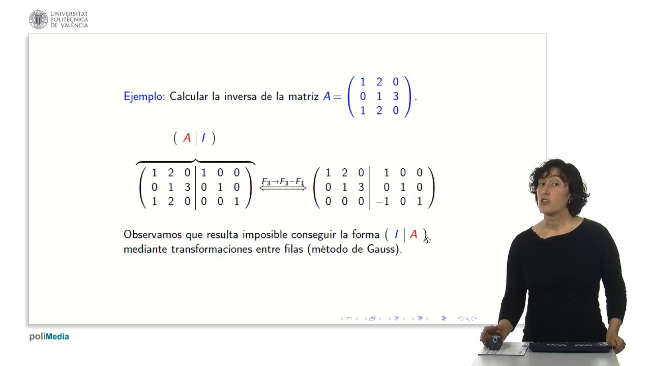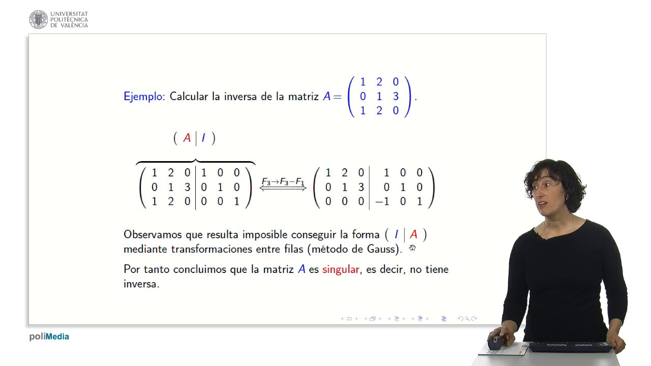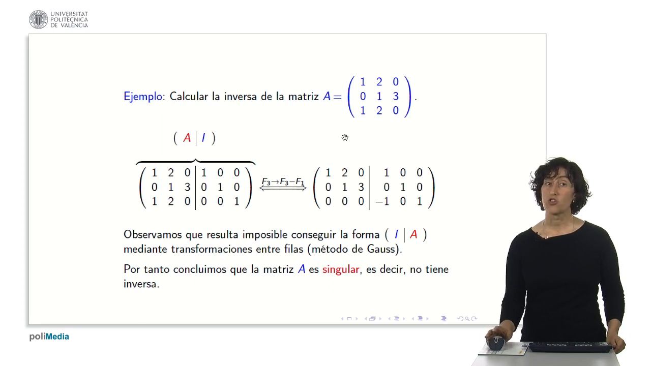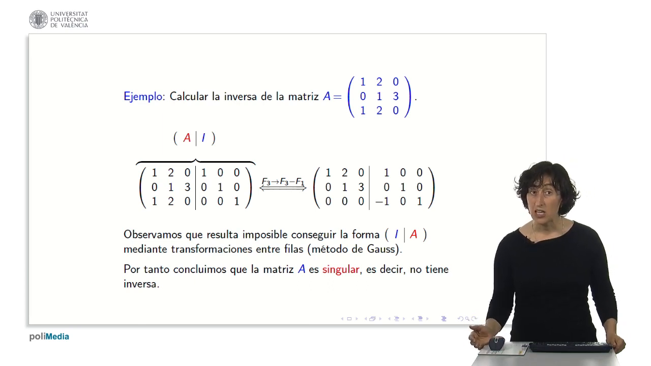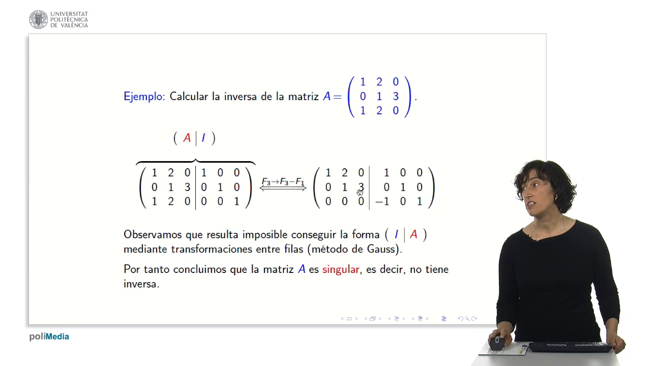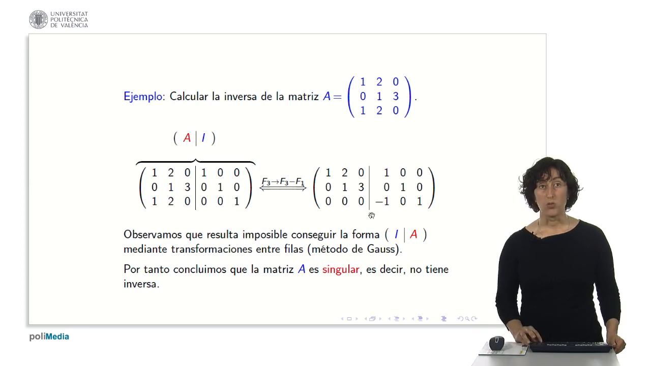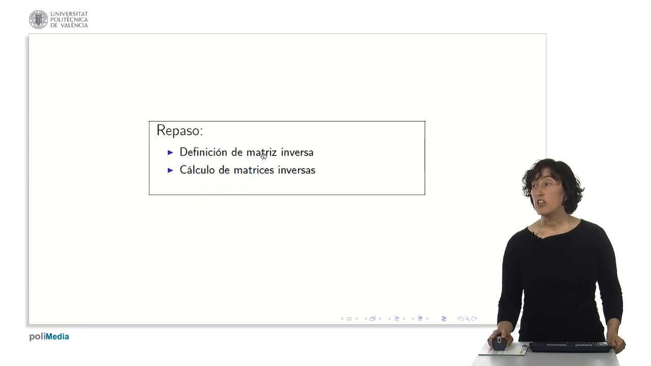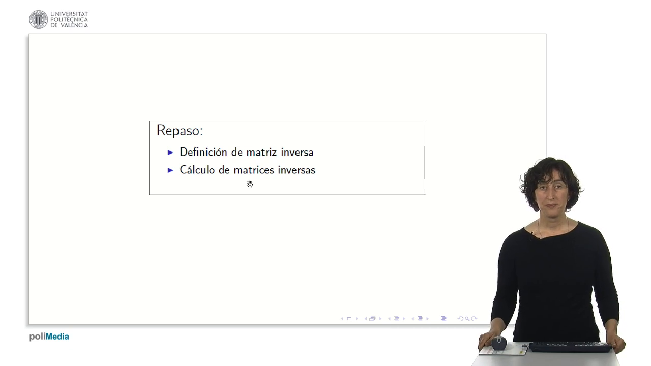What allows us to say? Well, it allows us to say that A is a singular matrix that does not have an inverse. As you can see, the Gauss method allows us to calculate the inverse if it exists, or to say that an inverse does not exist and that the matrix is singular, in case it cannot do that type of transformations. Well, with this, we have defined what is an inverse matrix of a square matrix, and we have seen how this type of matrix can be calculated.